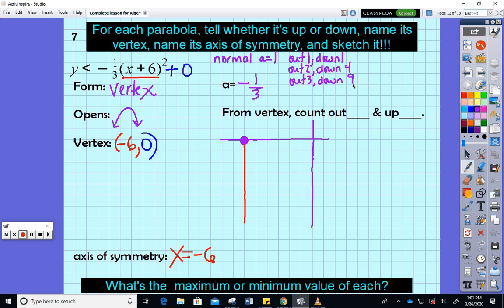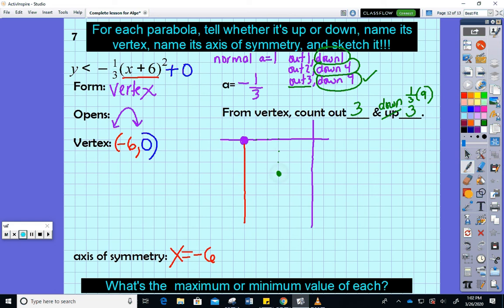Okay, I've got to take a third of whatever I do. Well, taking a third of down 1 is messy. Taking a third of down 4 is messy. But taking a third of down 9 is doable. So I'm going to say I'm going to count out 3 and down a third of 9, which is 3. So from the vertex, I'm going to count out 1, 2, 3, down 1, 2, 3.